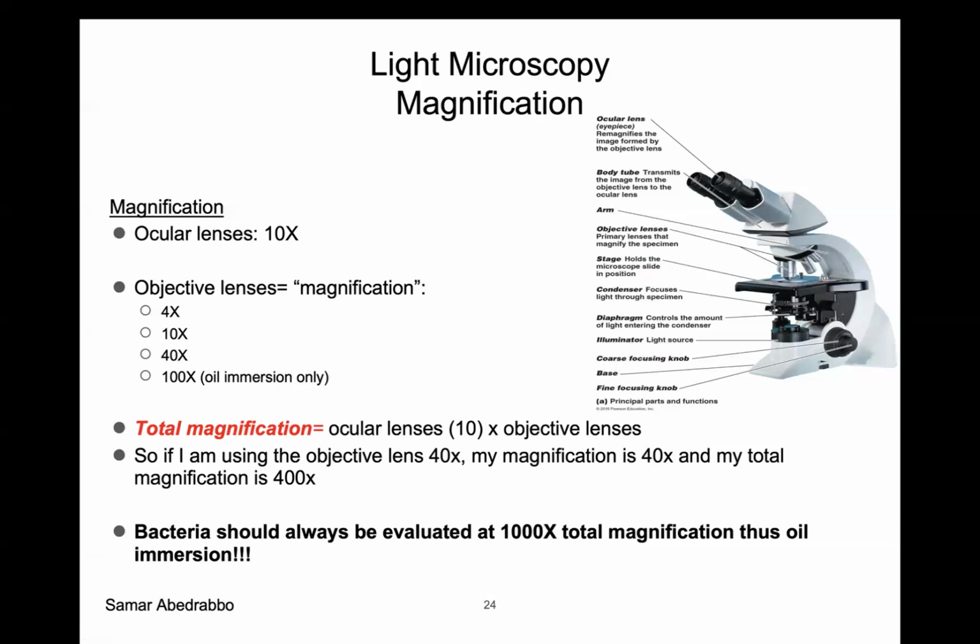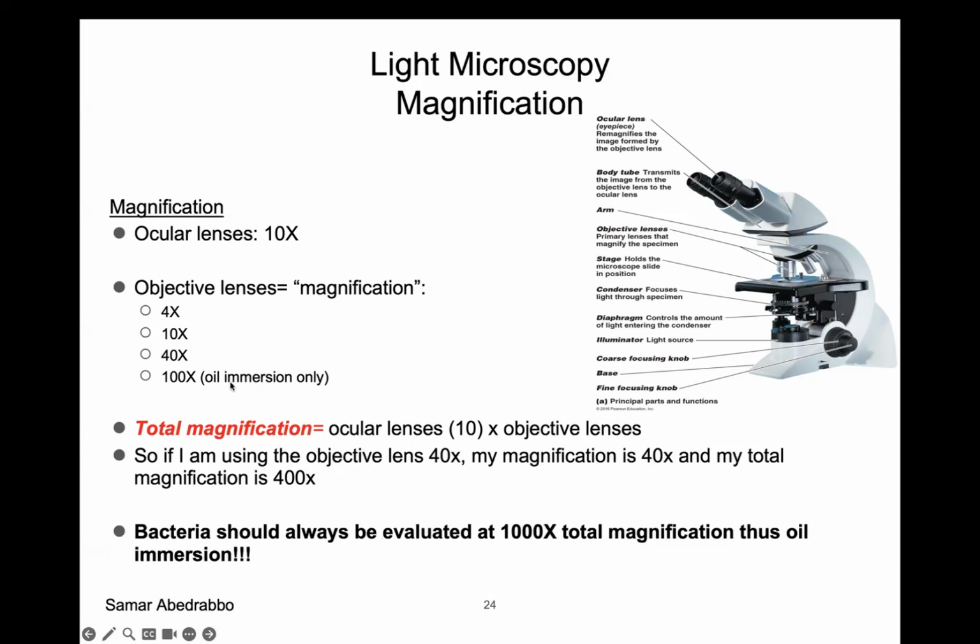Now we're going to talk about total magnification, which means something completely different. When I put the word total before magnification, that means the ocular lens, which is always 10, times whatever objective lens you're using. So if I am using the 40x objective lens and I ask you, what's your magnification? It's 40. What's your total magnification? It's 40 times 10, 400x.